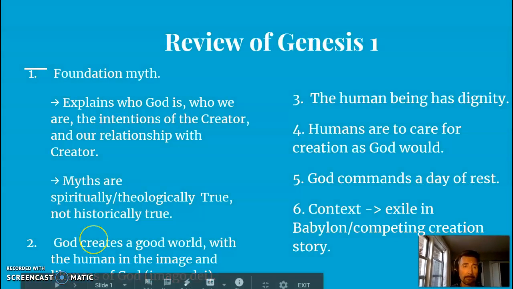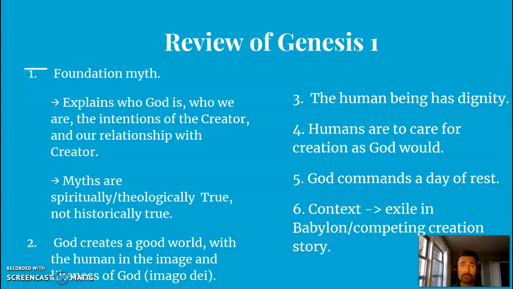I suggest you write this down in your notes. This will be helpful for your upcoming project. First of all, Genesis 1 to 11 are what we call foundation myths. These are stories that explain who God is, who we are, the intentions of the Creator, and our relationship with the Creator. Genesis 1 to 11 basically shows us how God creates the universe good, but then people have a hard time getting along with God and with each other.